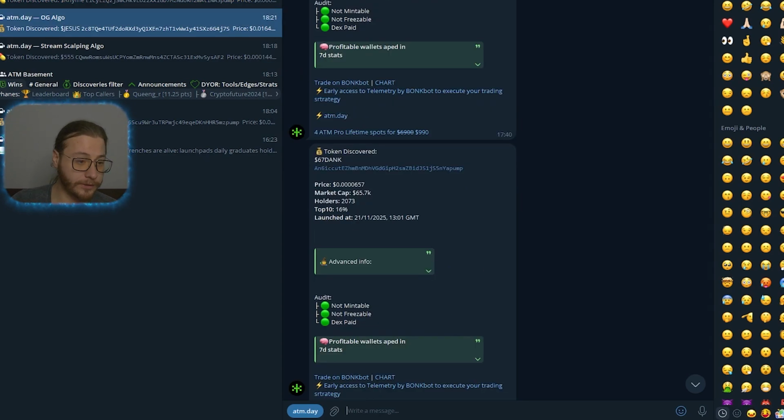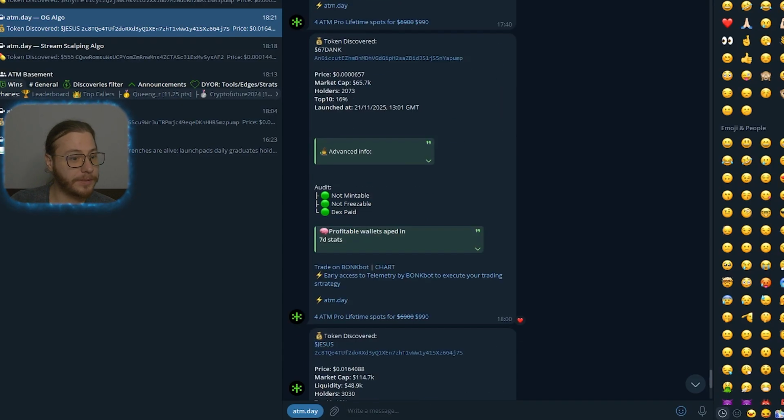For example, you see right here it's 767 dunk, so you can just click it and it will copy to the clipboard automatically, so you can easily find the token and be on time with everything.